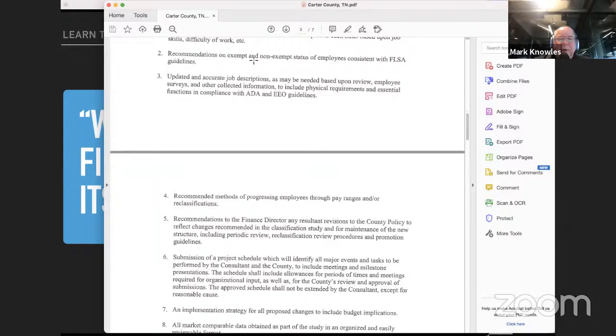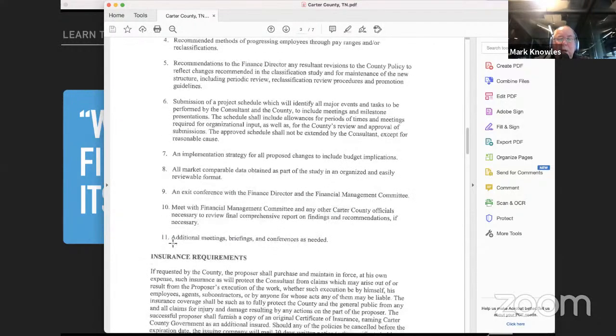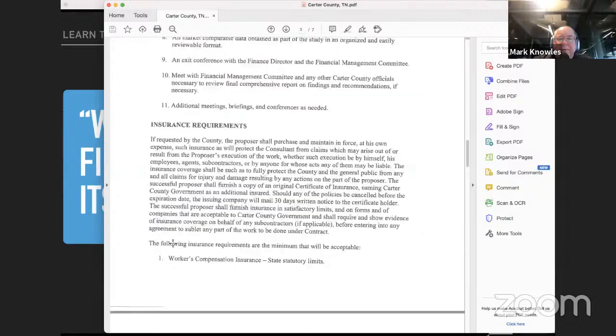As I go through, I'm actually going to sit down and check off each one of these items, and make sure that I cover them as I go through it, so I don't leave anything out. They're also going to give me any requirements. For example, in this particular case, insurance requirements. They're going to tell me exactly what I have to have.